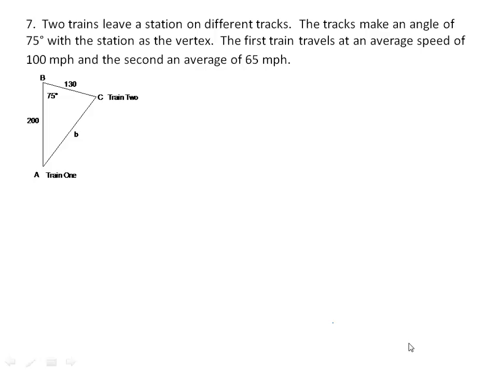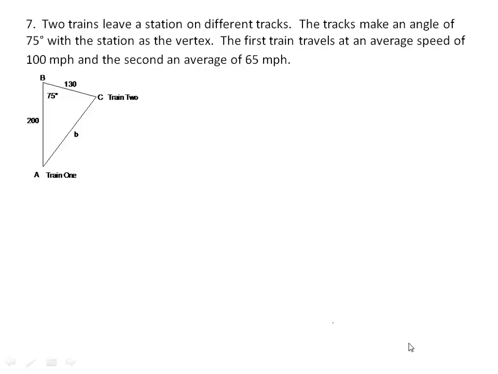Well, here we are for question number 7. All about two trains leave a station on different tracks. A lot of your parents and grandparents probably have nightmares about problems that involve trains from when they were in algebra. It seemed like every other word problem in the book was about two trains leaving a station on different tracks at different speeds. The tracks make an angle of 75 degrees with the station as the vertex.